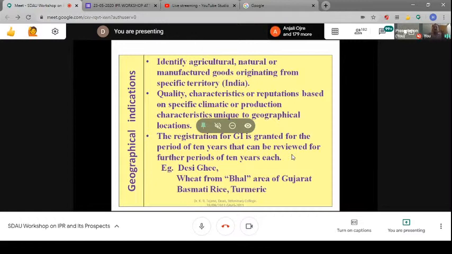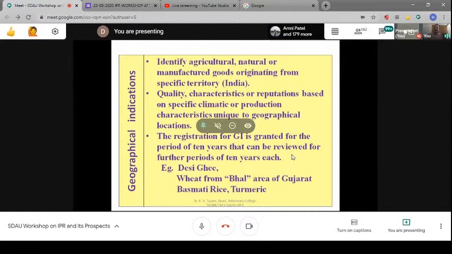the agricultural practices adopted by the farmers of that particular region over thousands of years. Because of that, today they are able to produce some agricultural produce with distinct characteristics which cannot be copied in any other geographical or territorial part of the world. So such kinds of products can be protected using geographical indications.